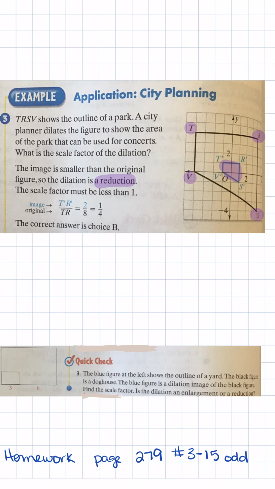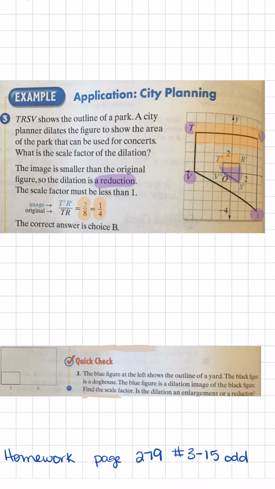So if we look from T to R, how many units is that? 1, 2, 3, 4, 5, 6, 7, 8. So 8 on the bottom, and then this one, T to R, is 2. So we have 2/8, which equals, if we reduce that, 1/4. Therefore, 1/4 is the scale factor.